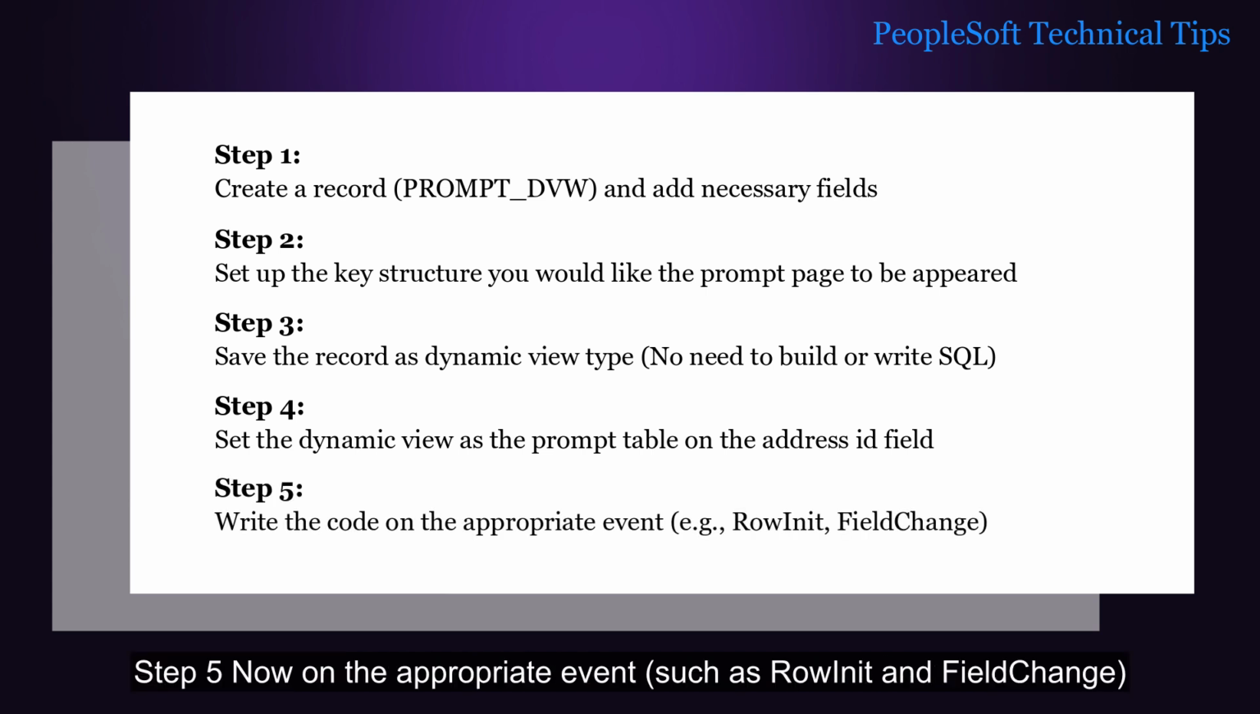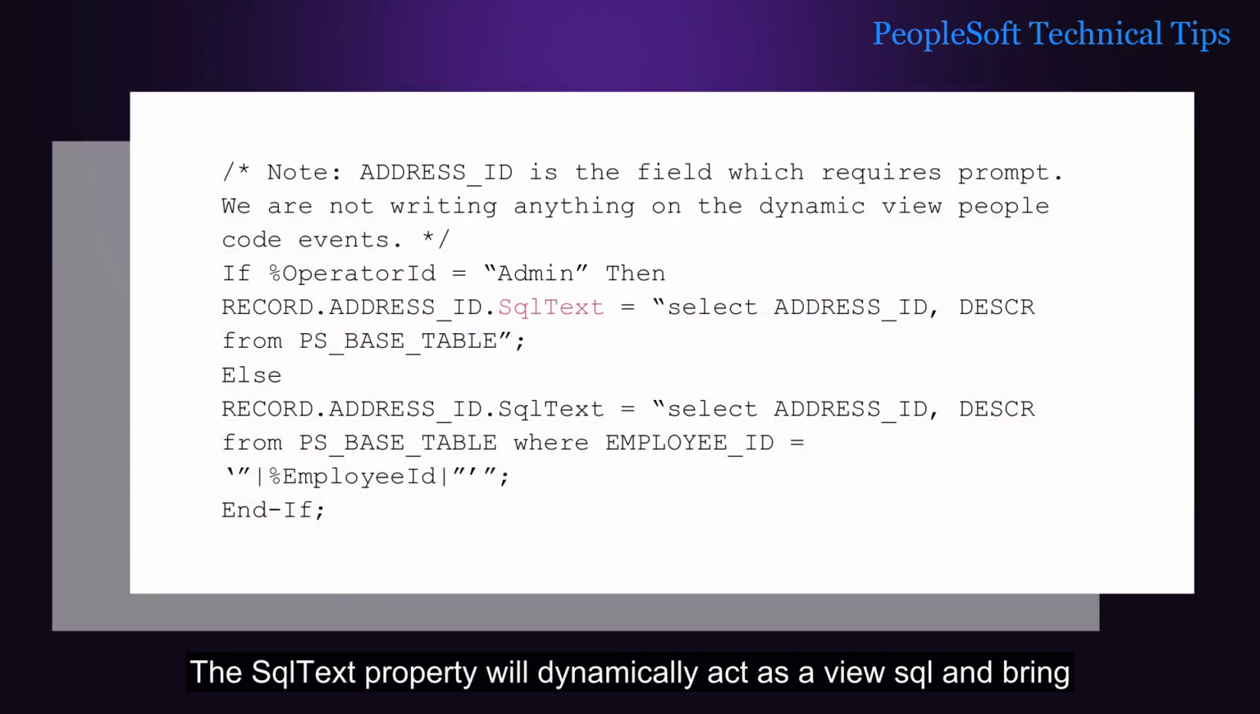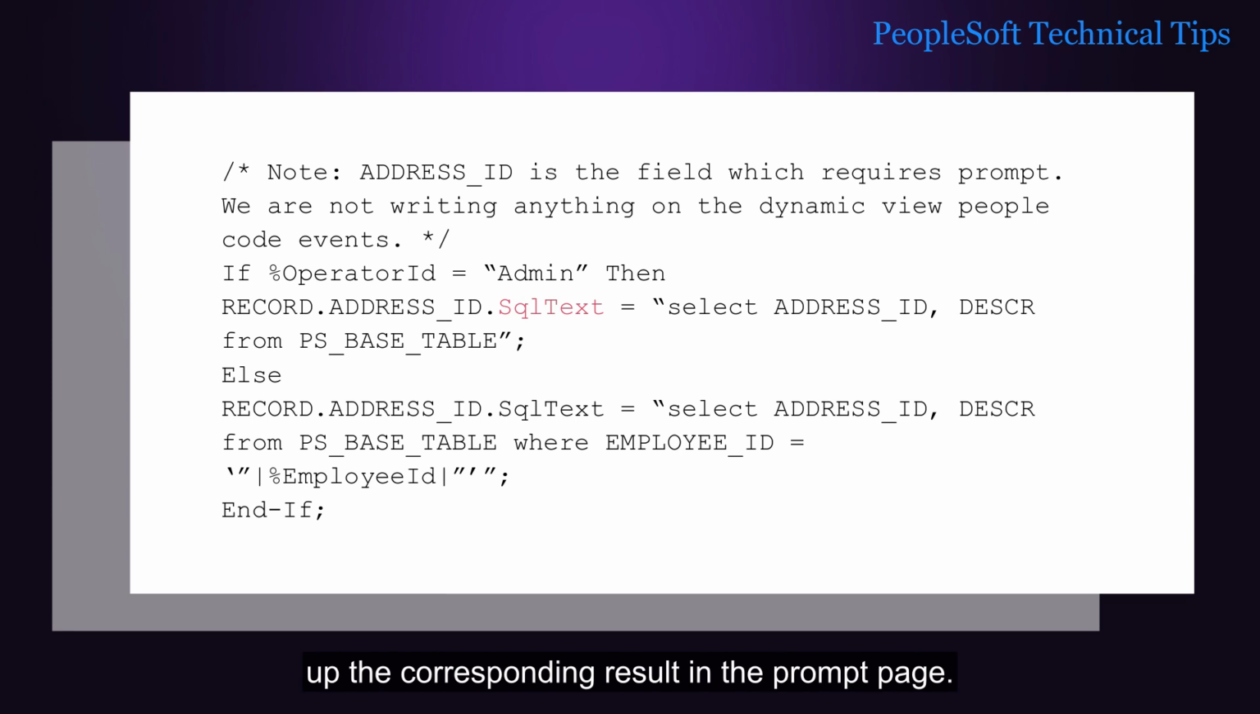Step 5. On the appropriate event such as RowInit and FieldChange, write the following code. The SQLText property will dynamically act as a view SQL and bring up the corresponding result in the prompt page.